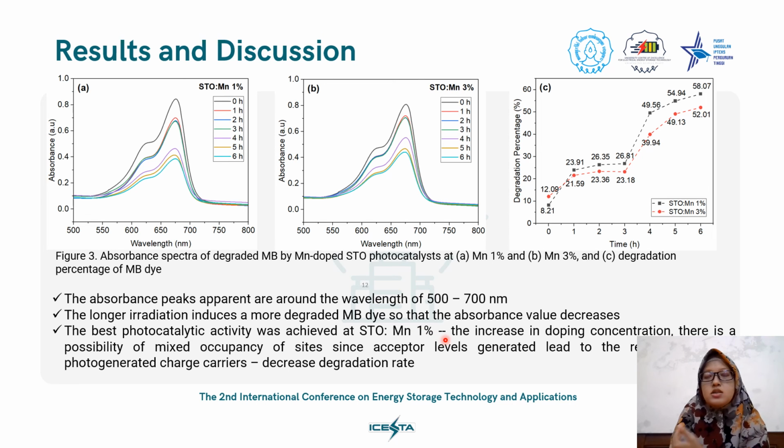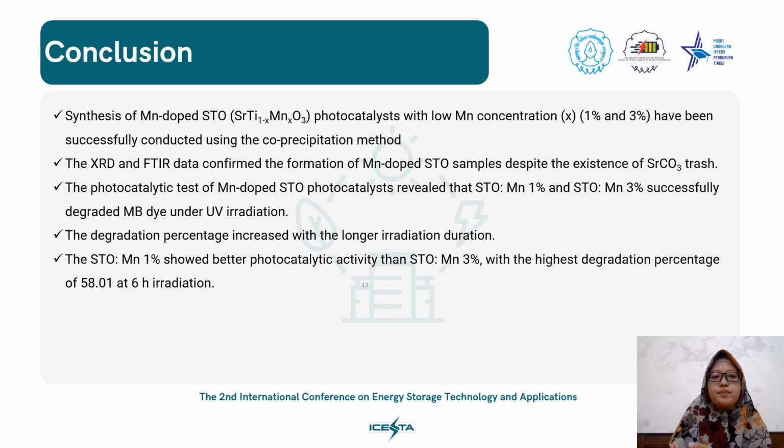Why? It is because from the literature review we get, the increase in the doping concentration means there is a possibility of mixed occupancy of sites, since acceptor levels are generated from the reaction of photogenerated charge carriers, so that it decreases the degradation rate. So the photocatalytic activity of Mn-doped strontium titanate 3% is lower than 1%.